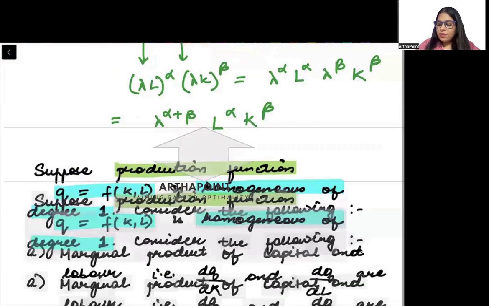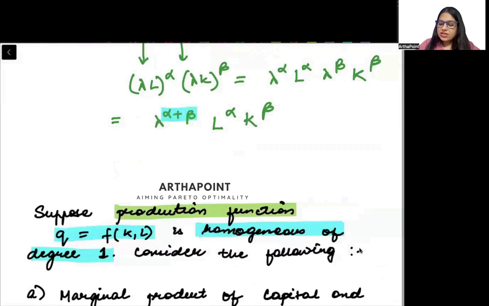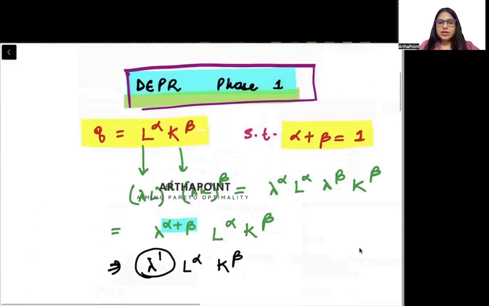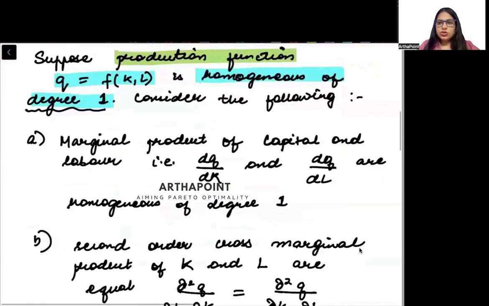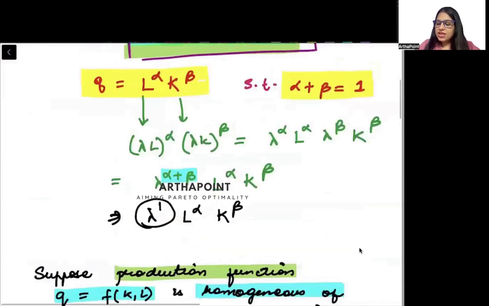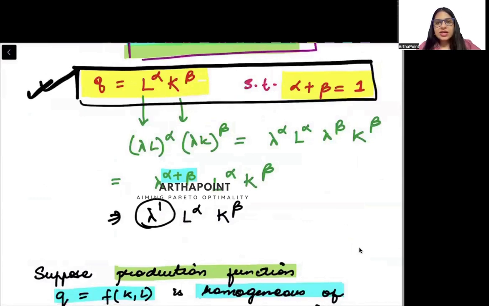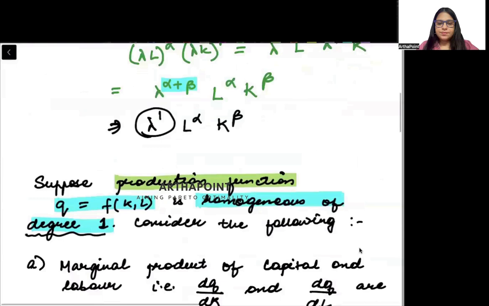So we know alpha plus beta is 1 in this case. It is not given, I am taking it because it says homogeneous of degree 1. So lambda to the power 1, L to the power alpha, K to the power beta. So the degree of homogeneity is 1 in this case. Understood? The degree of homogeneity is 1. So this is given to us, and it is correct to assume this production function.